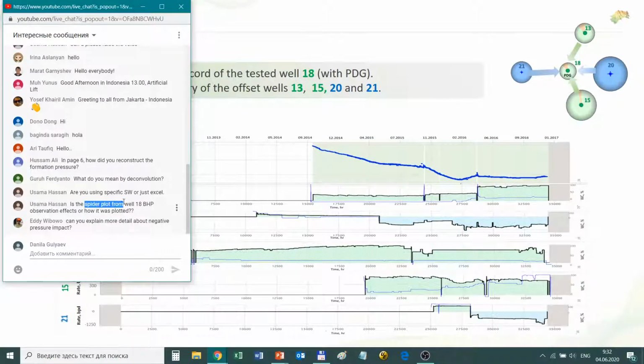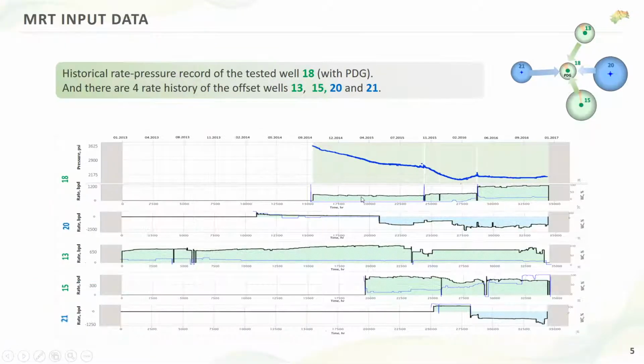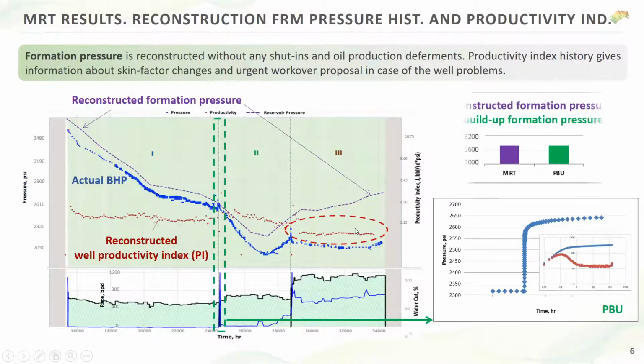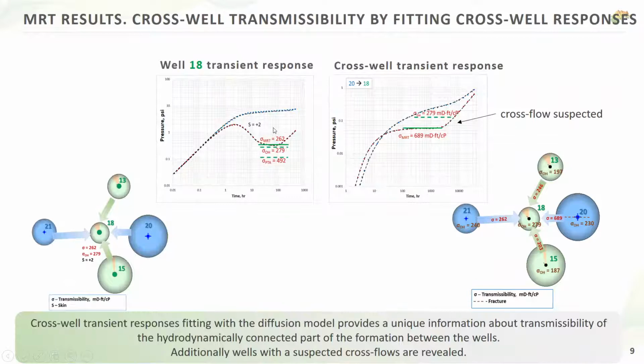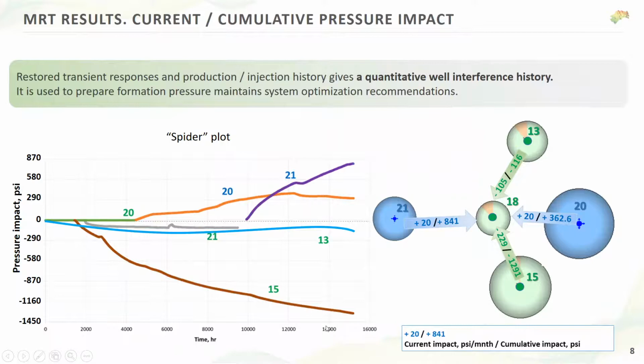Is the spider plot from well 18 observation effects, or how it was plotted? When we got these transient responses, we just convolve these pressure transient responses with an actual production history and injection history, so that from that we could get this interference history.